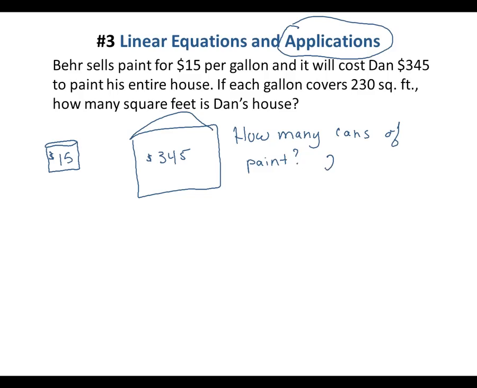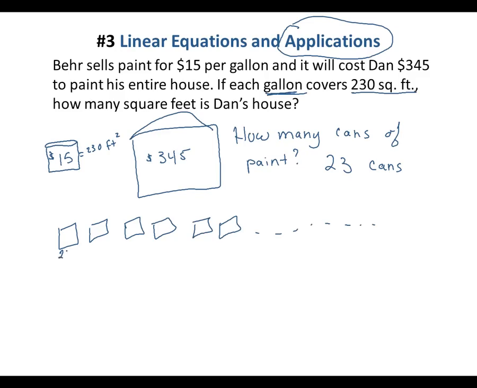It will cost Dan $345 to paint the whole house, right? And that cost $345. So what do you guys think about that information? If you divide, what information is that going to tell you? What information are you going to get from dividing? You're right, we are going to divide, but what is that going to tell you then? How many paint cans? Good. How many cans of paint do I need? So you guys divide that out for me.